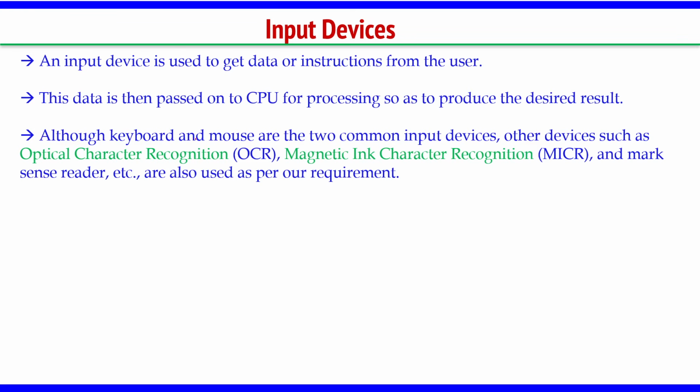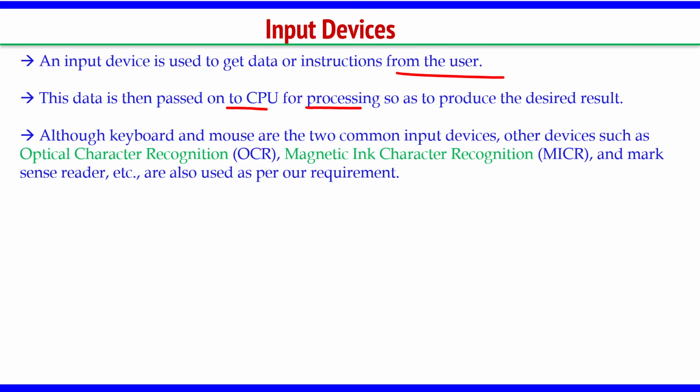So, let us begin with the input devices. An input device is used to get data or instructions from the user. So, the user has to give the data. This data is then passed on to the CPU for processing so as to produce the desired result. You know that from the keyboard I can give some data and the computer accepts that. That data is given to the CPU. The CPU understands that and gives you whatever you are expecting.